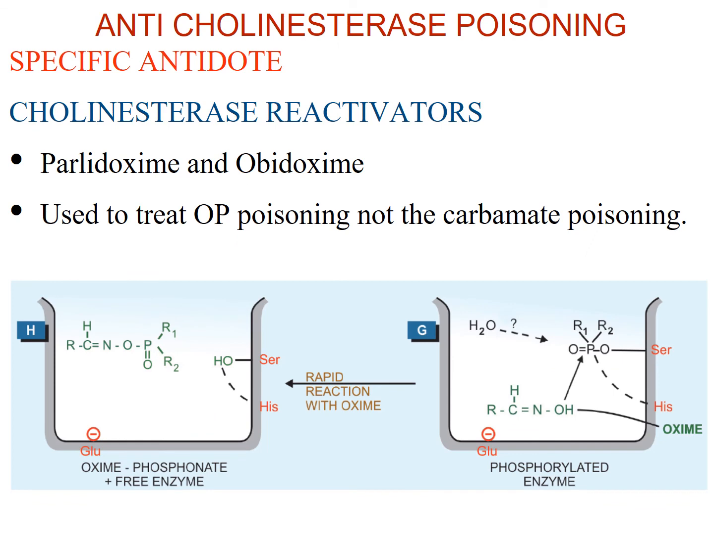Now another specific antidote for anticholinesterase poisoning is the cholinesterase reactivators, that is pralidoxime and obidoxime. These are used to treat the organophosphate poisoning and not the carbamate poisoning. Why? In case of carbamate poisoning, the carbamates are attached to the anionic site, which is not free for the attachment of the oximes, but in case of organophosphates, these are attached to the esteric site, and so the anionic site is free for the attachment of the oximes.